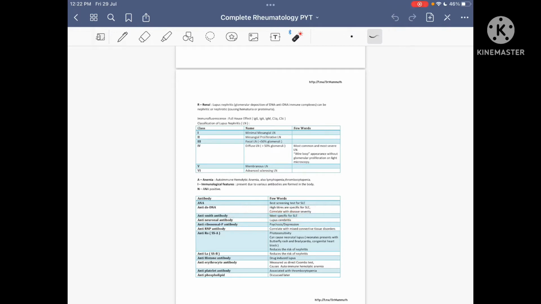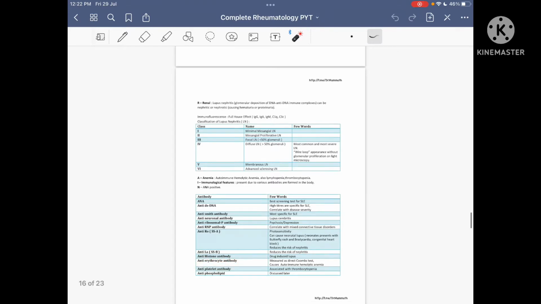Anti-neuronal, as discussed before, lupus cerebritis. Ribosomal P, psychosis and depression. Anti-RNP correlates with mixed connective tissue disorder. Anti-Ro and anti-La both reduce the risk of nephritis. Anti-Ro or SSA can also cause neonatal lupus. The babies are born with butterfly rash and bradycardia, congenital heart block. Antihistone is drug-induced lupus, and anti-erythrocyte, antiplatelet antibodies are not asked that much.